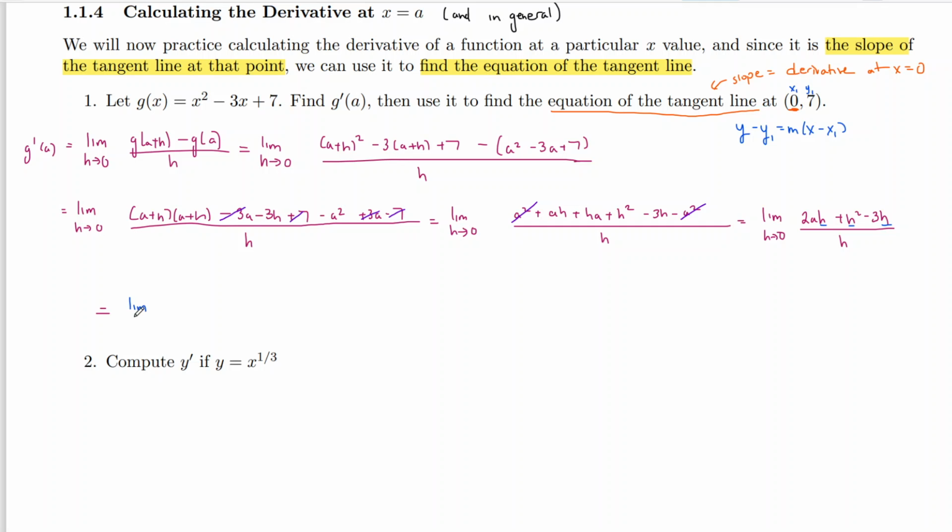We have the limit as h goes to 0. The bottom is just h. Now, if we factor an h out of the top, then our first term, we got 2a. Plus the second term, we took one of the two h's out. We still have one of them. And then in the last term, we have a minus 3 because we took that h out. Whoops. And I only want minus 3.